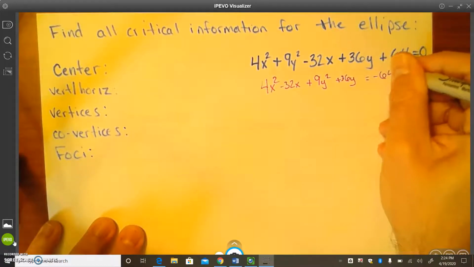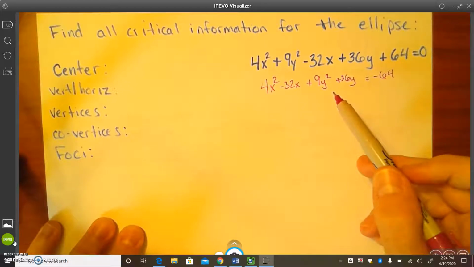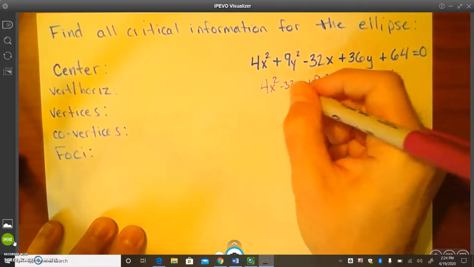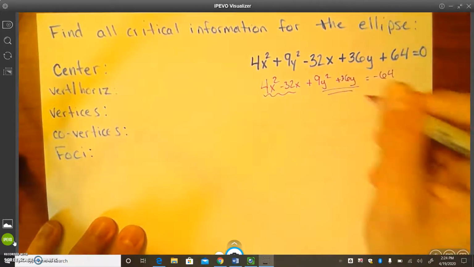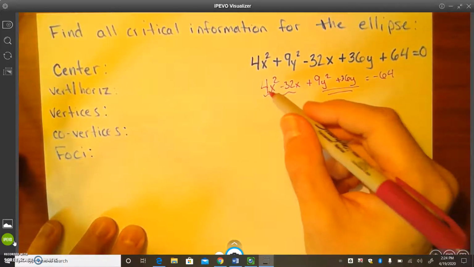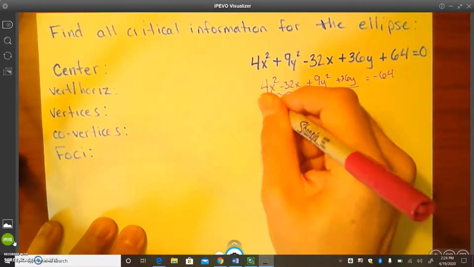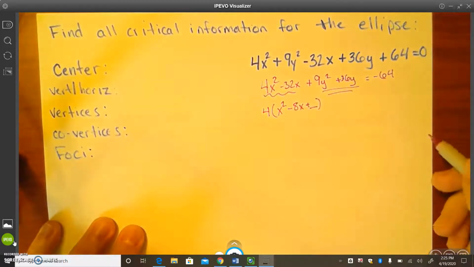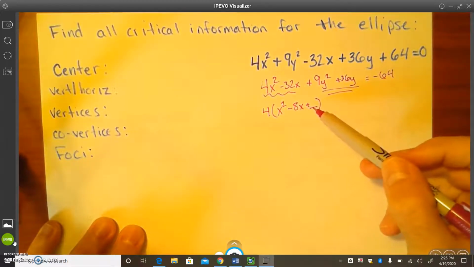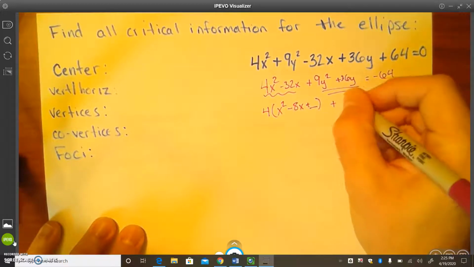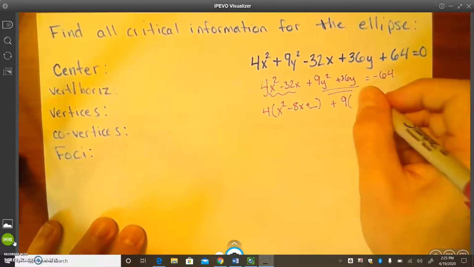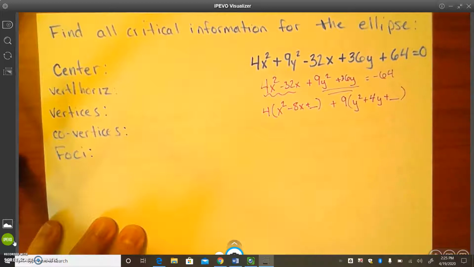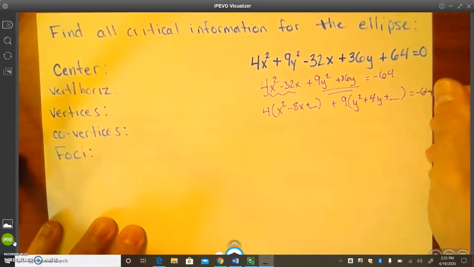And now I have a -64. In standard form, we didn't have coefficients in front of our x squareds and y squareds. So for each of those two groups of variables, I'm going to factor out whatever that leading coefficient is. I'm taking a 4 out of the x's, and I'm going to leave a blank space there because that's where I still need to complete my square. I'm going to do the same thing with the y's. I'm going to factor out that 9 leading coefficient, and I'm going to have y squared plus 4y plus, again leaving a little blank there, and I still have my -64.